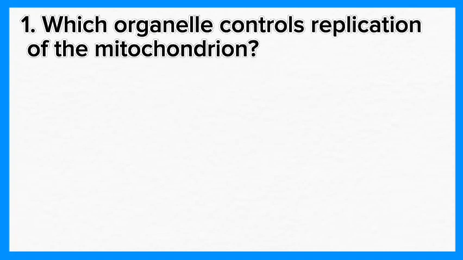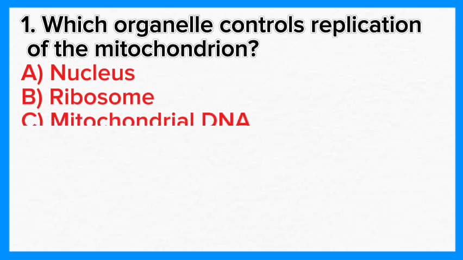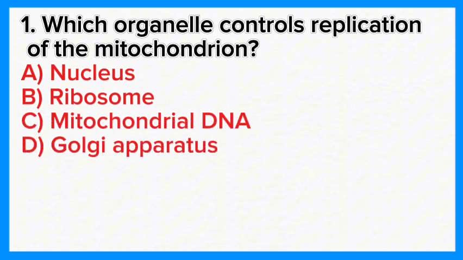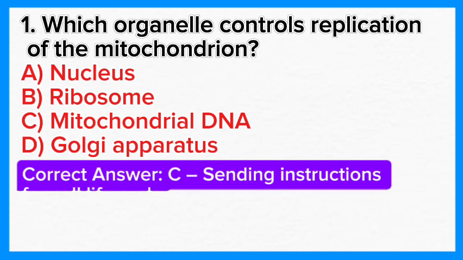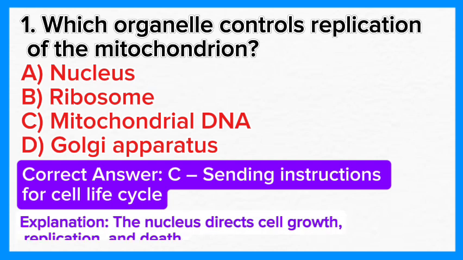1. Which organelle controls replication? A. The mitochondrion, nucleus, B. Ribosome, C. Mitochondrial DNA, D. Golgi apparatus. Correct answer, C. Sending instructions for cell life cycle. Explanation: the nucleus directs cell growth, replication, and death.